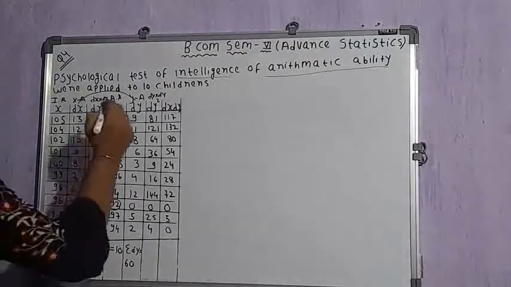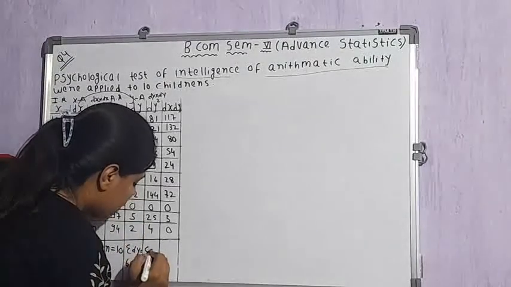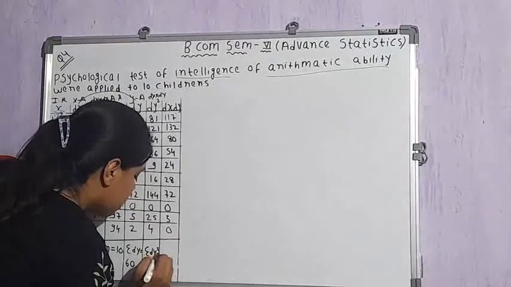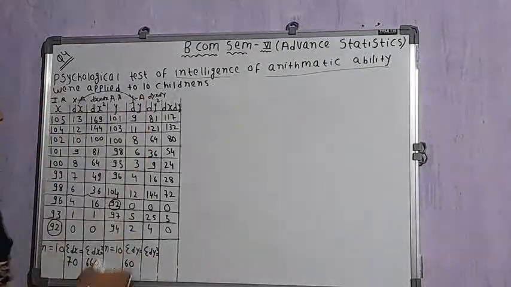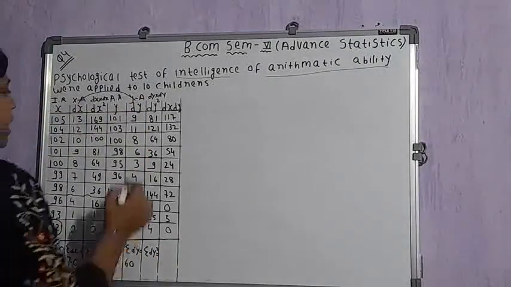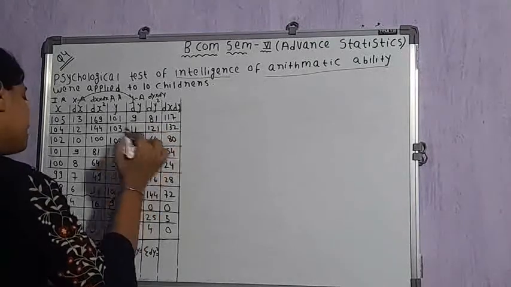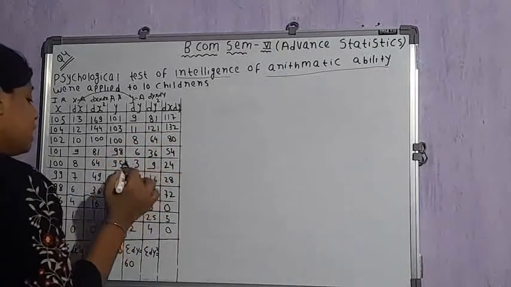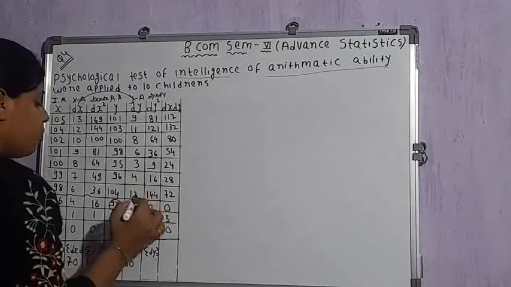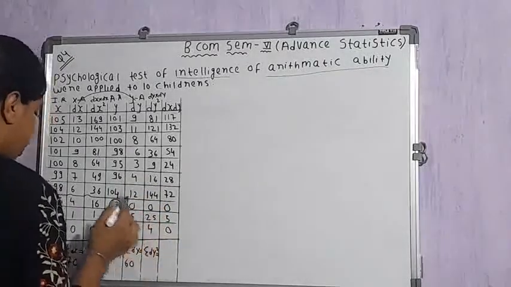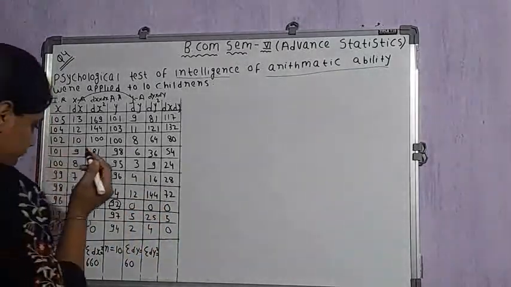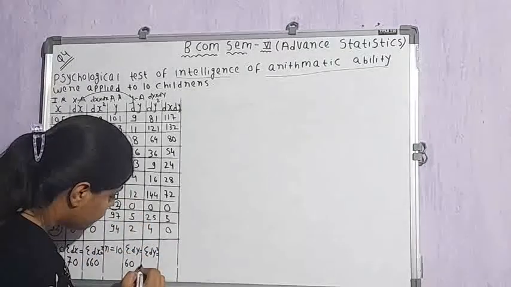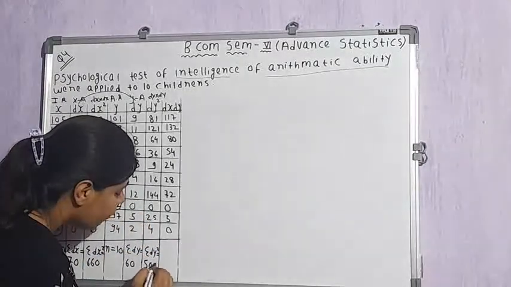Then we have to calculate summation dy square. How will we calculate summation dy square? We will again add all these numbers: 81 plus 121 plus 64 plus 36 plus 9 plus 16 plus 144 plus 0 plus 25 plus 4. After doing this, we will get 500. So we will say summation dy square is equal to 500.